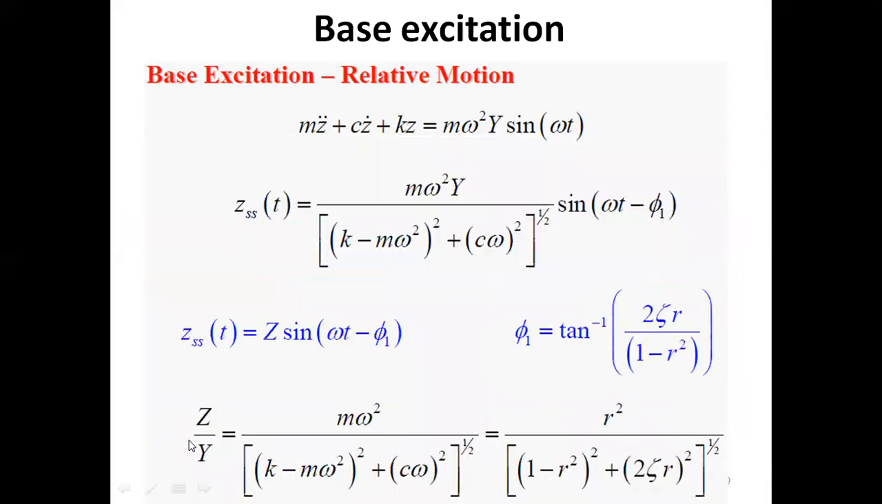After doing that, bringing the y here, and then taking k common here, it would become k square. Bringing that out of the under root, and doing all that mathematical simplification, afterward we would have r square. R square is omega square by omega n square, 1 minus r square whole square plus 2 zeta r whole square under the root. So here we could see relative displacement. This is the amplitude of the relative displacement, and this is the amplitude of the base excitation.